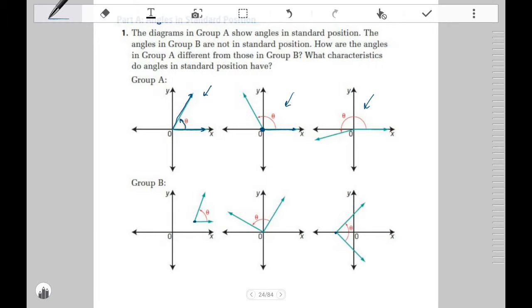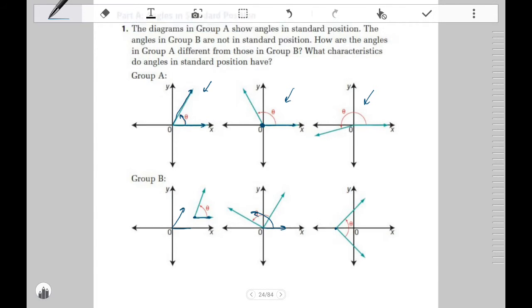Here we can see the vertex is not at the origin. Yes, this initial arm is parallel with the x-axis, but it's not actually over here where it should be. This angle has an initial arm that doesn't start where it should. The initial arm should start here, and the angle should go up to some point. Here we have multiple things wrong in the last example.